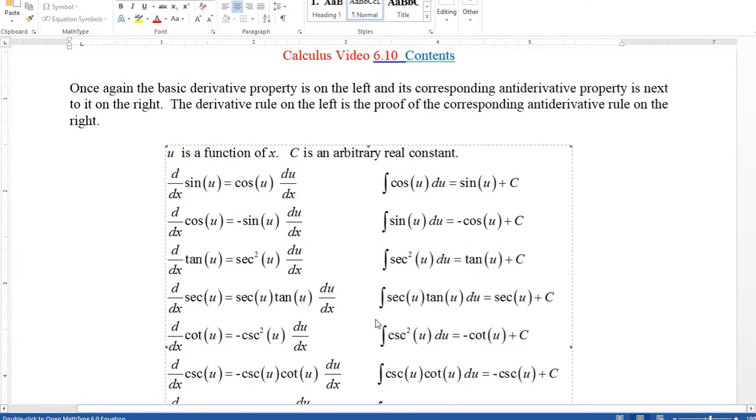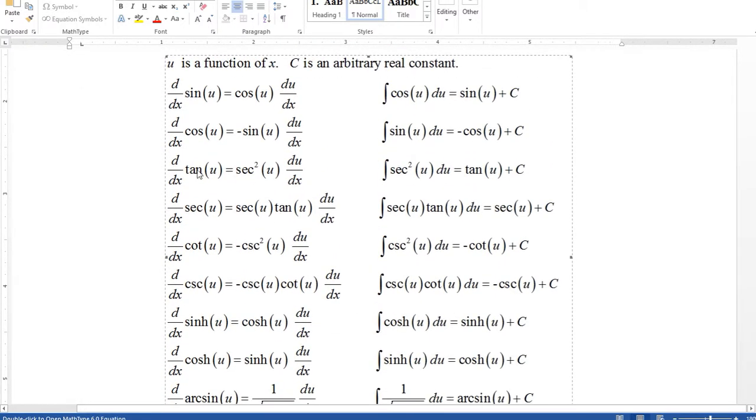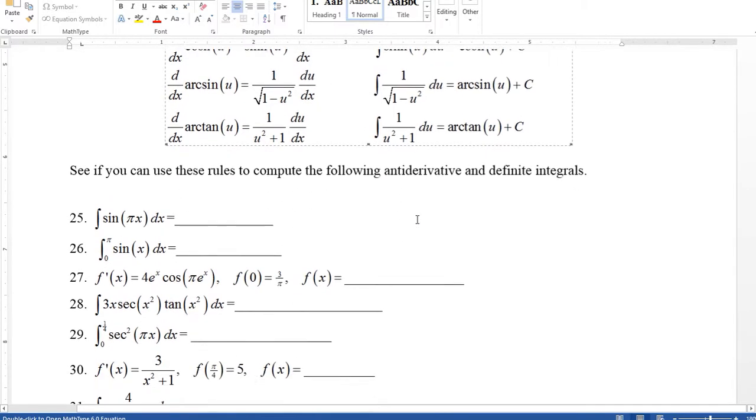Now you may notice there are some that are missing. For example, the derivative of secant u is secant u tangent u du over dx, but we don't have just the antiderivative of secant u over here. It takes a little more work to do that. We may get to that a little bit later. But anyway, this gives us some basic ones. So any of these in the right-hand column would be some basic things that we might be able to use.